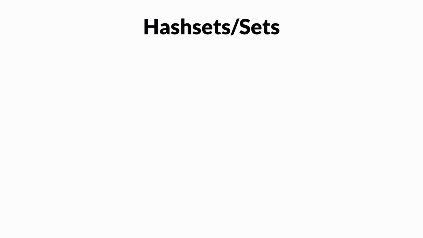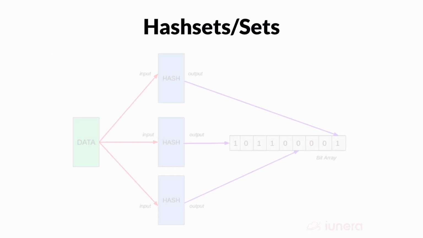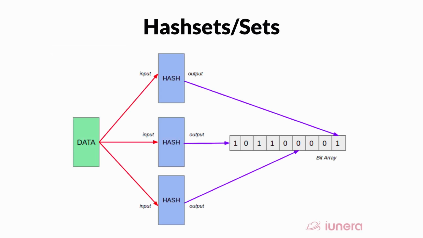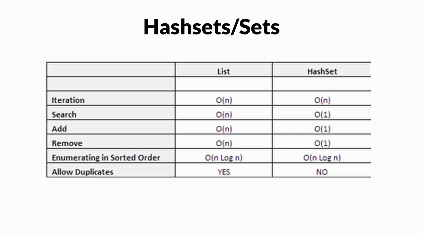Moving on to our next data structure, we have hash sets or sets. These data structures are used when you want to store a collection of unique elements. A set, or more specifically a hash set, ensures that you don't have any duplicate values. It uses a hash function to map each element to a unique location within the set. You would use sets when you need to work with a collection of items, but you only care about the unique ones. Think of it like a list of your favorite movies. You don't want to see duplicates in it. This is the time complexity to do various operations with sets.